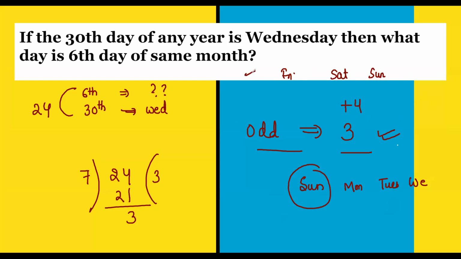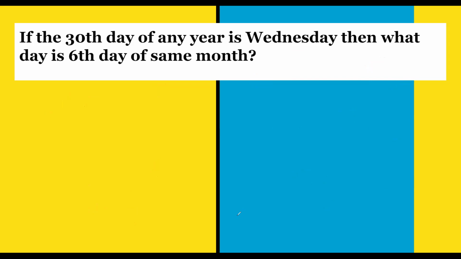So after Wednesday: Thursday, Friday, Saturday, Sunday. So you'll reach Sunday, right? So you can do -3 backwards or +4 forward, because 4 and 3 will give you 7. Same concept, right? This way you can see how easily you can do the questions.